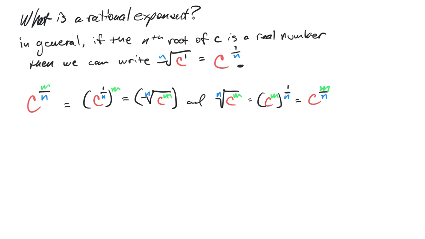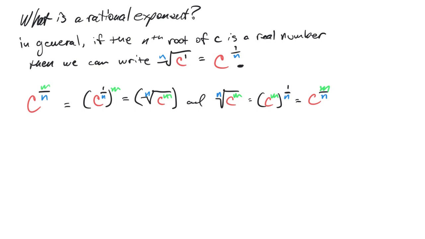And I can go the other way. The nth root of c raised to the m power, I can use the power to a power rule to break it apart and write it using a rational exponent on the outside. So it's c to the m, parentheses, raise that whole thing to the 1 over n power, which gives me c to the m over n. And then use these facts to evaluate some expressions.